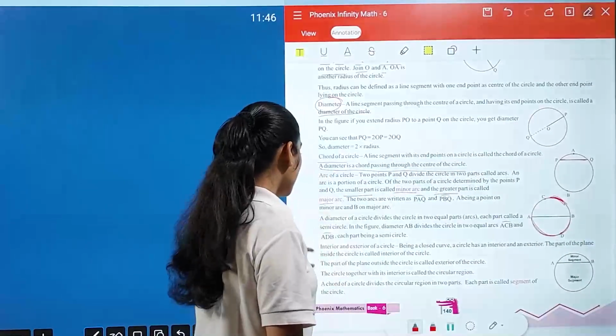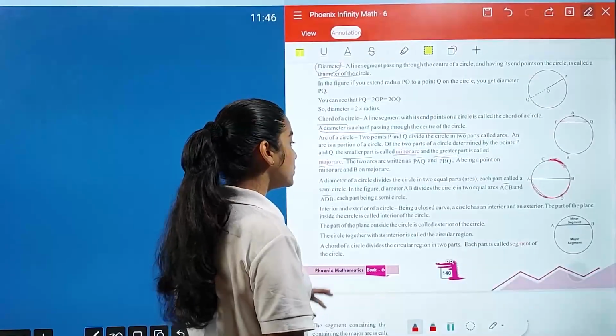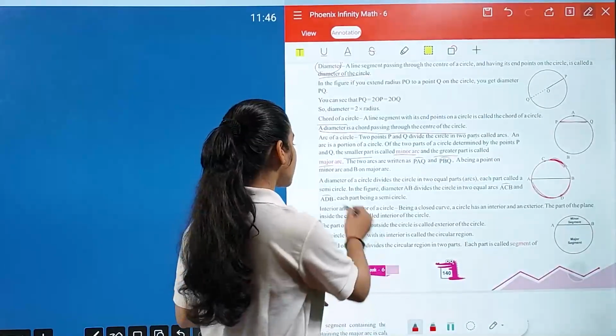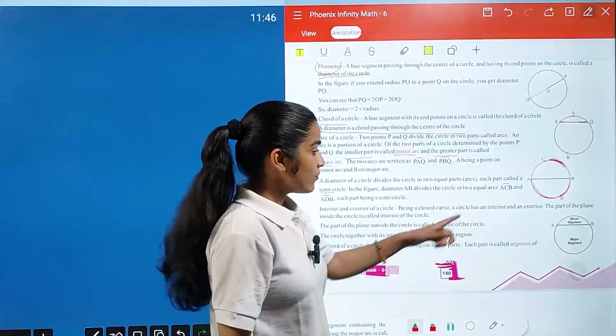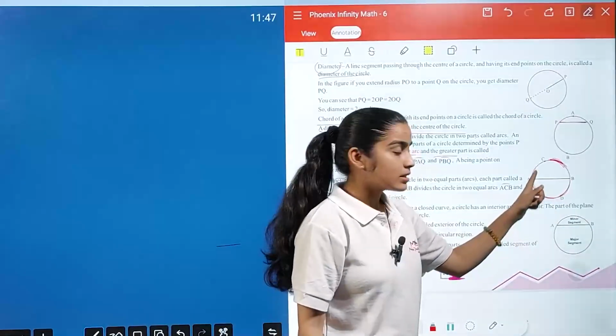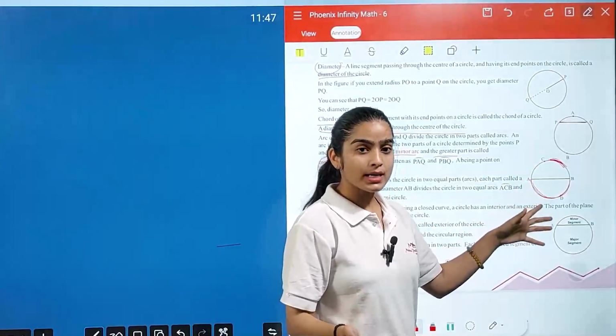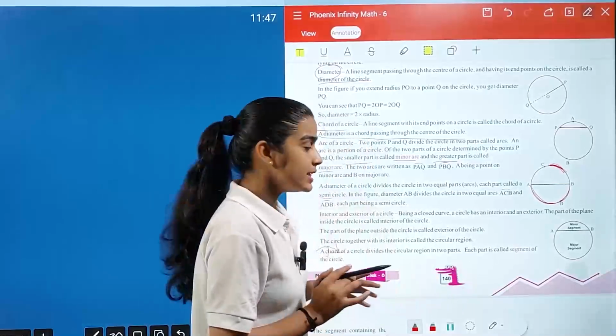Okay. A diameter of a circle divides the circle into two equal arcs, and each part is called a semicircle. So when we form a diameter, we see the circle is divided into two equal parts, and those two equal parts are called semicircles.